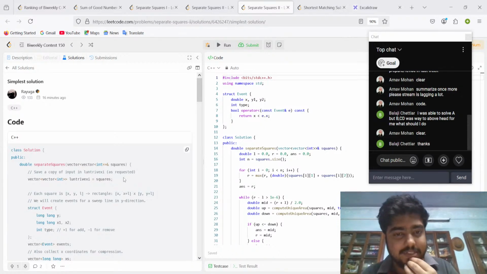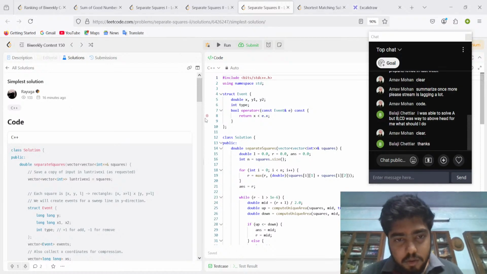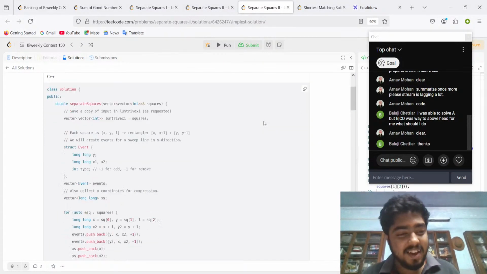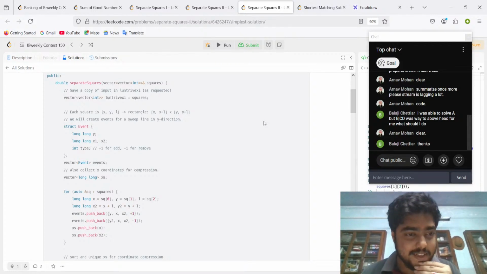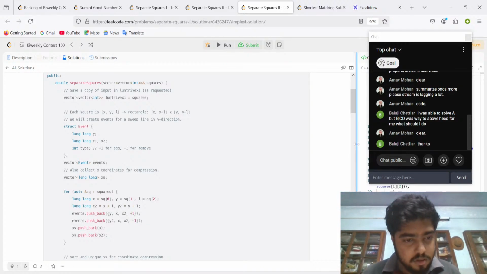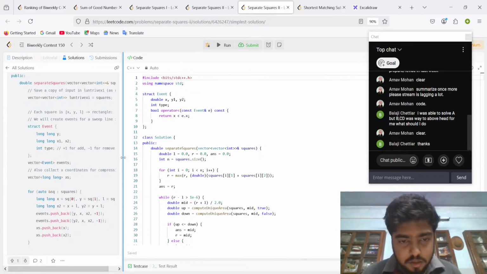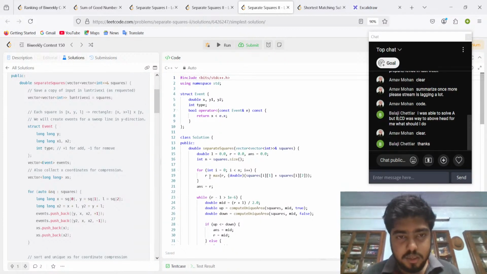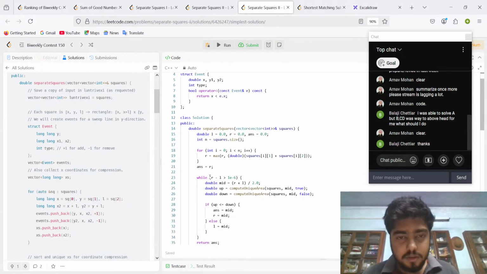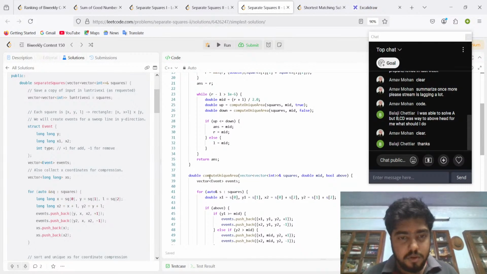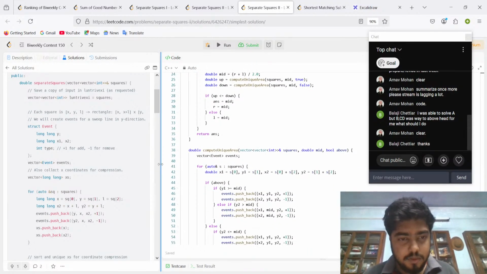So, anyways, this is my code. You don't have to look into it because it is wrong. Okay, let's see what he has done. Holy Christ. Oh, I think this is not my code. Okay, this is his code only. Compute unique area, but it seems to be like my code.